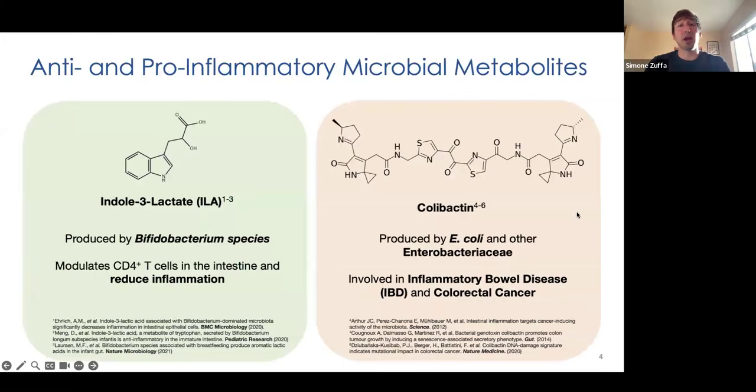A nice example that I want to bring to you is two different molecules with two completely different functions. One is an anti-inflammatory molecule and another one is a pro-inflammatory one. The first one, indole-3-lactate, which we know is produced by Bifidobacterium species, was shown to reduce inflammation through the regulation of T helper cells. While on the other hand, colibactin, which was shown to be produced by Enterobacteriaceae, has also been shown to be involved in inflammatory bowel disease and colorectal cancer onset. So we can see that there are two completely different actions that microbial molecules can have on our body.